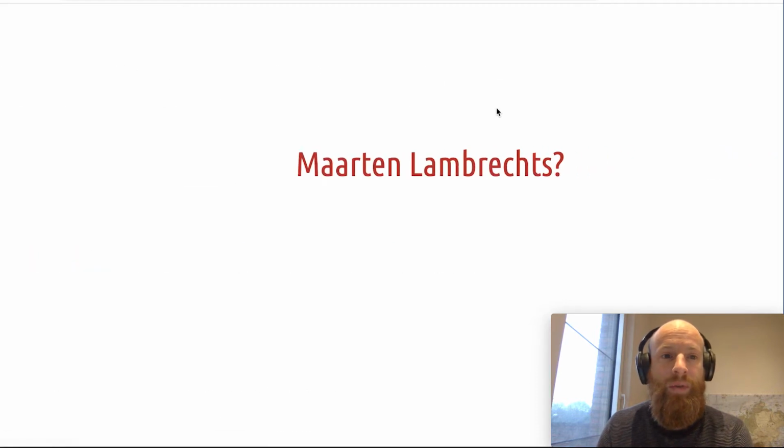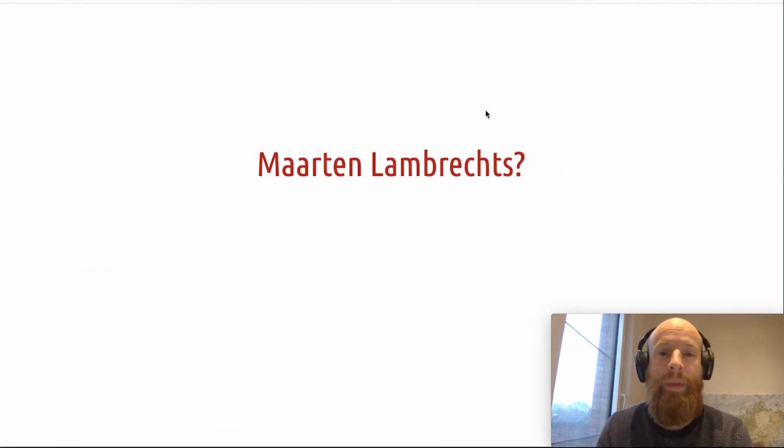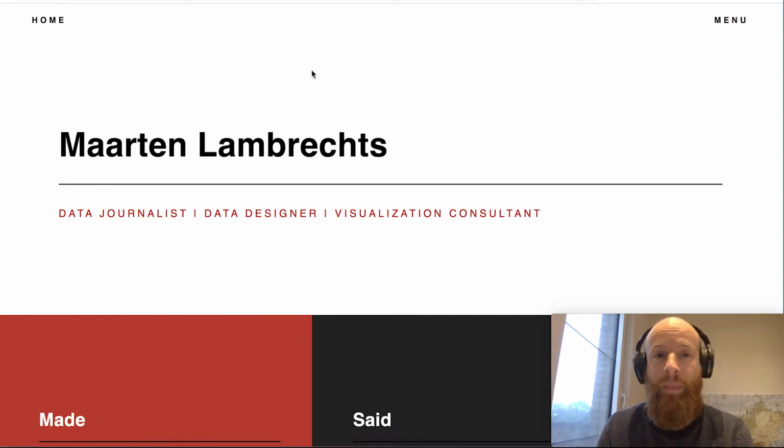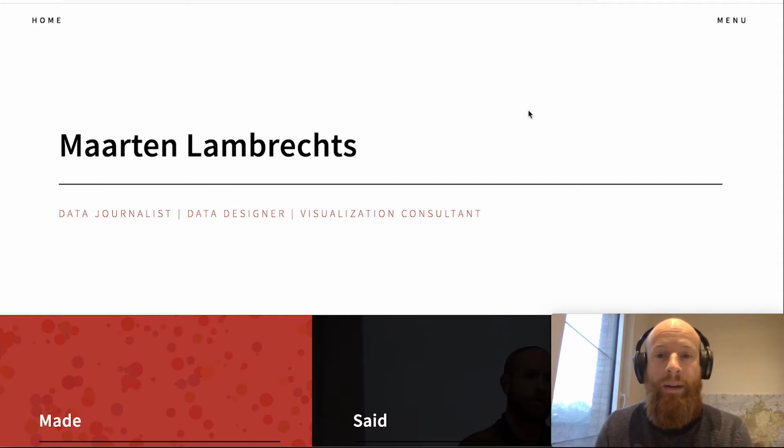But let me introduce myself a little bit first. So my name is Maarten Lambrechts. I'm based in Belgium. I'm from the Dutch-speaking part of Belgium, Flanders. And I work as a freelance data journalist, a data designer, and visualization consultant, which means that I really specialize in data visualization. I make static and interactive charts and maps for many different clients. Among my clients, you can find government agencies, companies, but also nonprofits. And my tagline is a bit that I help them communicate their numbers.